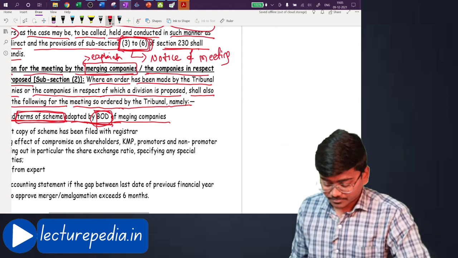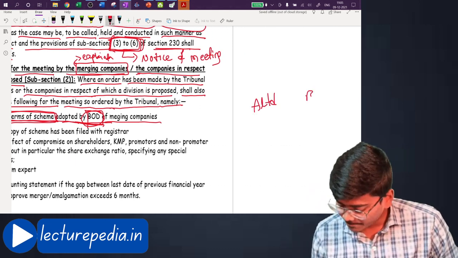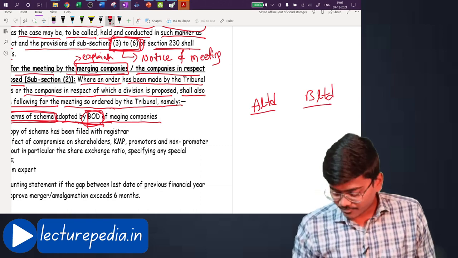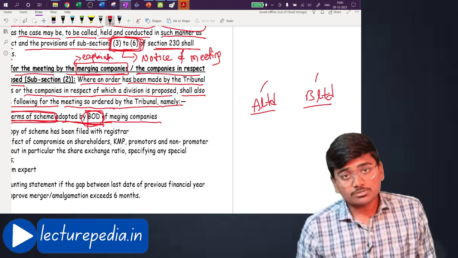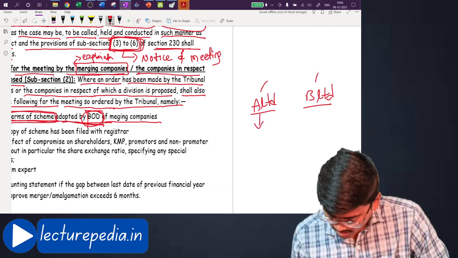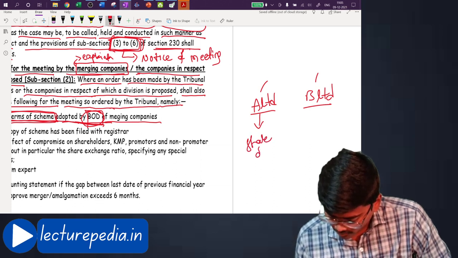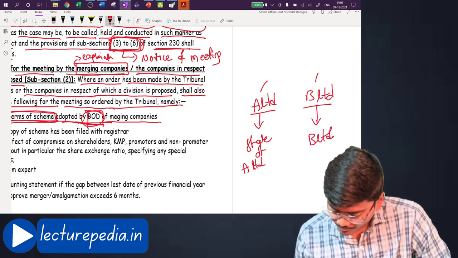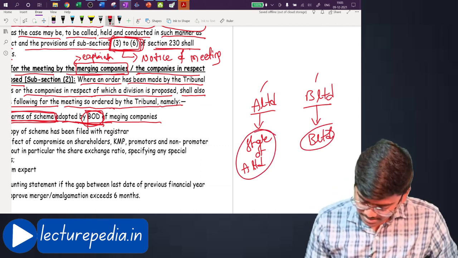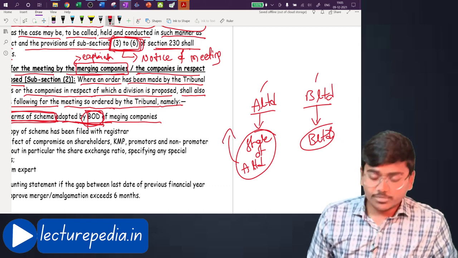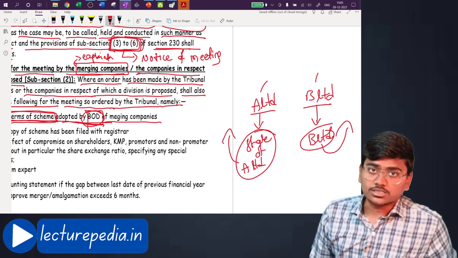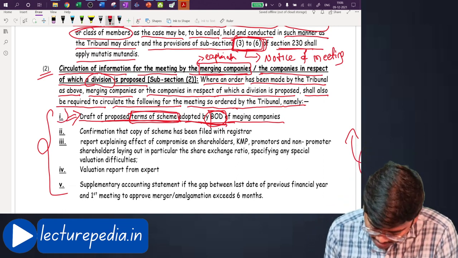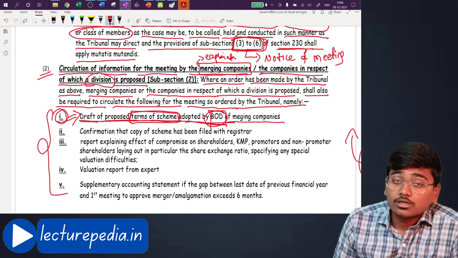See, let's say 2 companies, A Limited and B Limited, are merging. Whether this has to be complied with by both the companies? The answer is yes, because we have discussed that both the companies will be known as merging companies. Therefore, A Limited has to send notice to its shareholders, and B Limited has to send notice to shareholders of B Limited. Okay, and they have to conduct their meetings separately. A Limited will conduct a meeting of A Limited shareholders, B Limited will conduct a meeting of B Limited shareholders. Hope this is clear. Okay, this is the first requirement which has to be sent along with the notice of meeting.